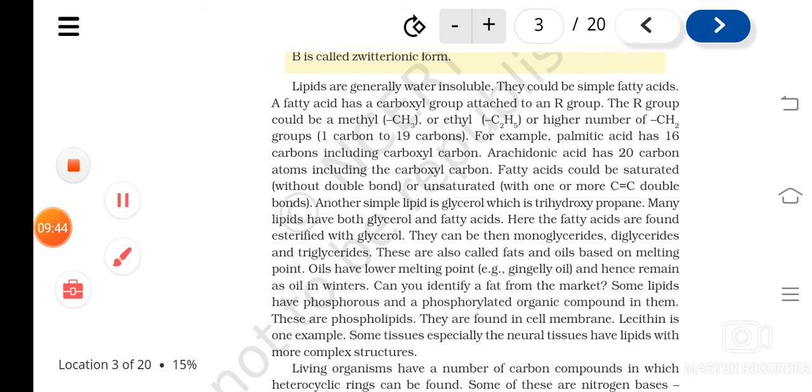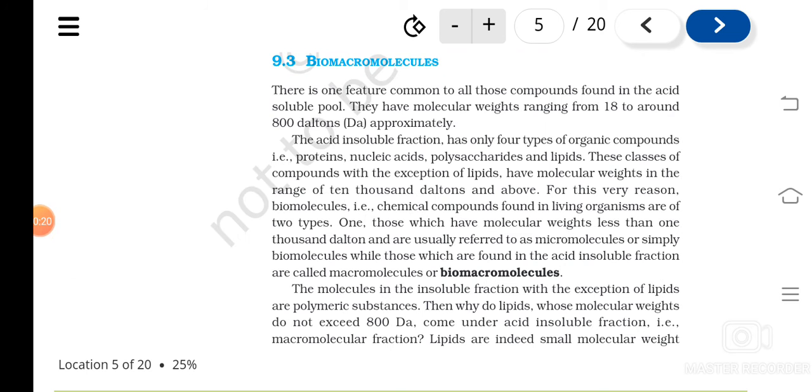But in the case of lipids, another feature is there. When it is ground, what happens? These lipids get broken, and they form vesicles. These vesicles are found in the acid insoluble fraction only, even though their molecular weight is less. They are found only in the acid insoluble fraction when we do the experiment to isolate the biomolecules.